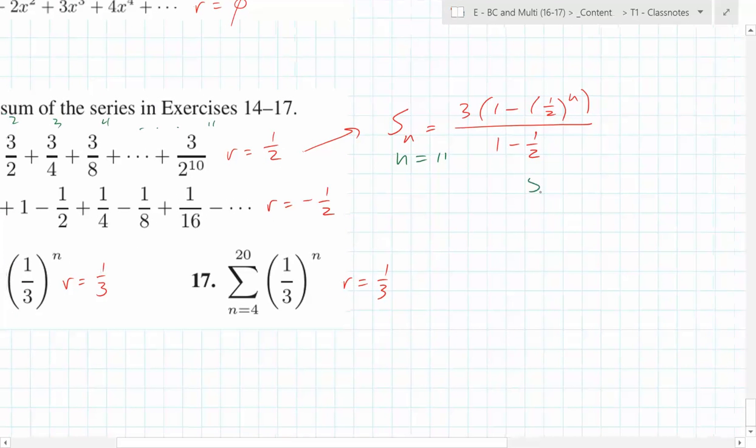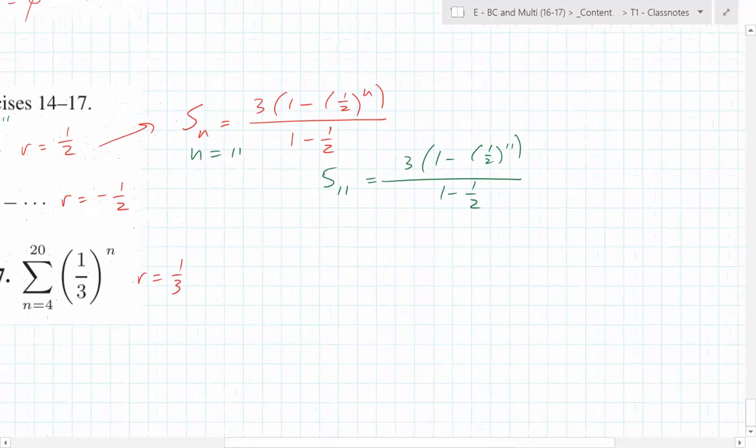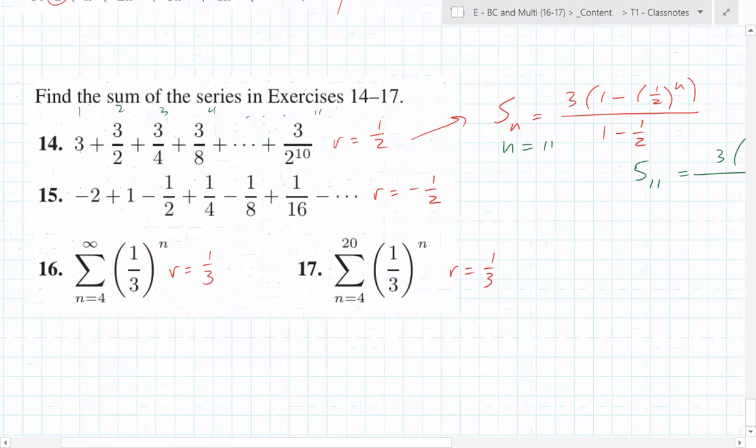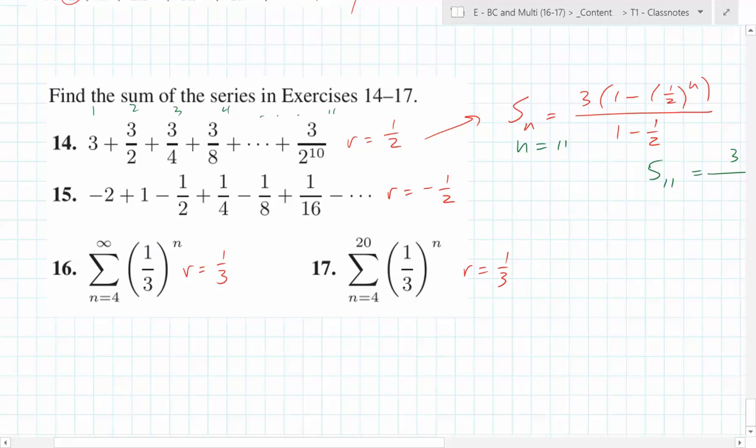So the S11, what's that going to be? 3 times 1 minus 1/2 to the 11th all over what? What's it going to be really close to? 6. It's a little less than 6, right? A little less than 6. Nice. What about this next one here?